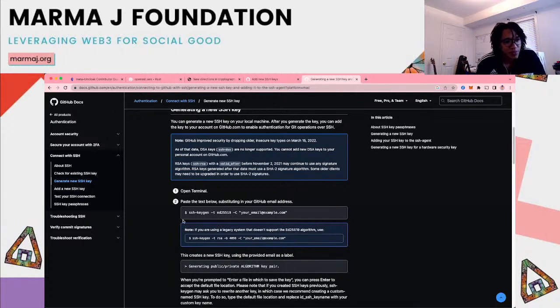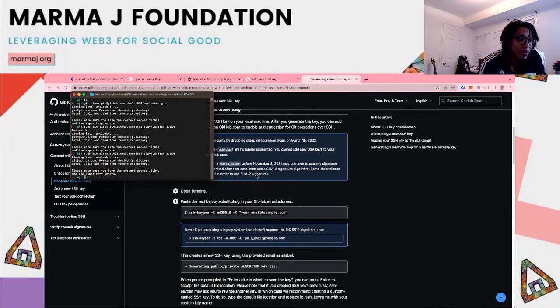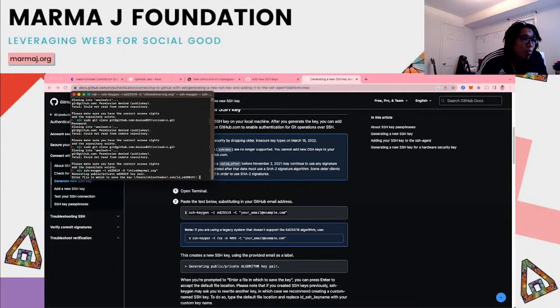Okay, so simple enough. And again, I'll make a little guide for this eventually. And this guide's right here. I just copy the guide. But then you just put your email address here. So for me, as we saw, it's chloe@marmaj.org, right? And then boom. Creates me a private key.